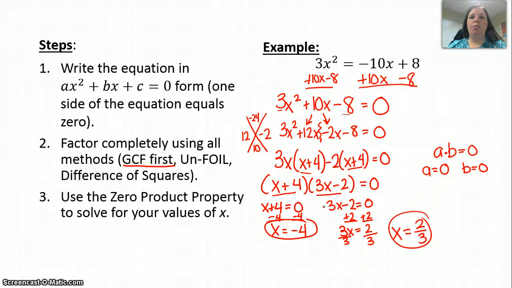So that's the problem that I did for you to see and remember, and you can use this to refer to. Here's the problem that you're going to try and put in your foldable.